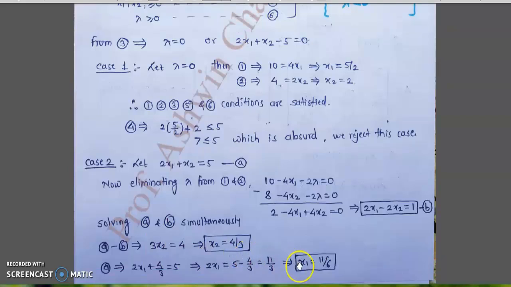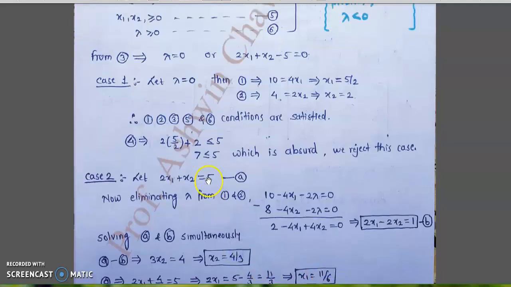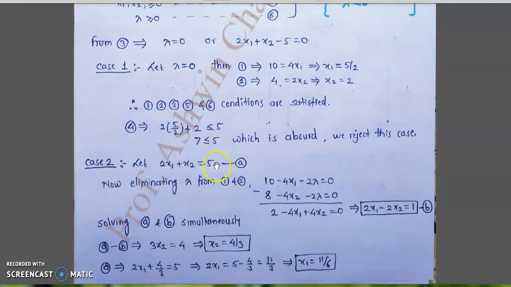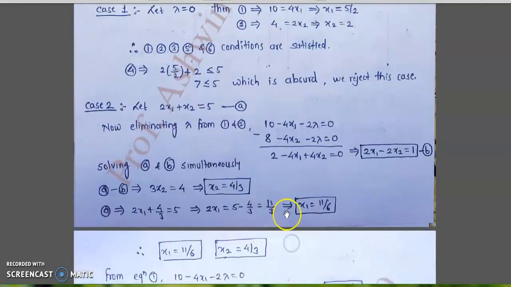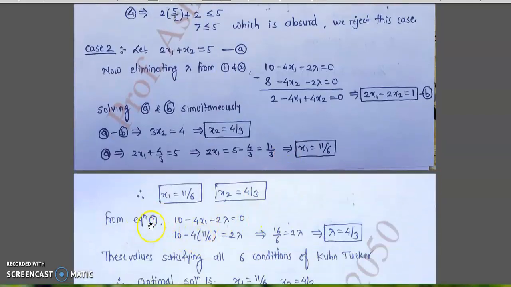Again, we check the condition for these two new values of x1 and x2. As they are positive, we have fifth condition satisfied. For this x1 and x2, we find out lambda from either equation 1 or equation 2. So this is the equation 1. If you put corresponding x1 value here, we get lambda as 4 by 3. Even if you put in equation 2, we get the same value. So lambda equal to 4 by 3 is satisfying the condition greater than or equal to 0. So condition 5th and 6th are satisfied.